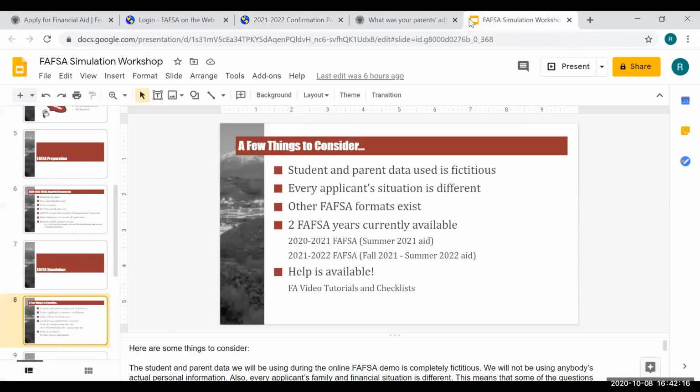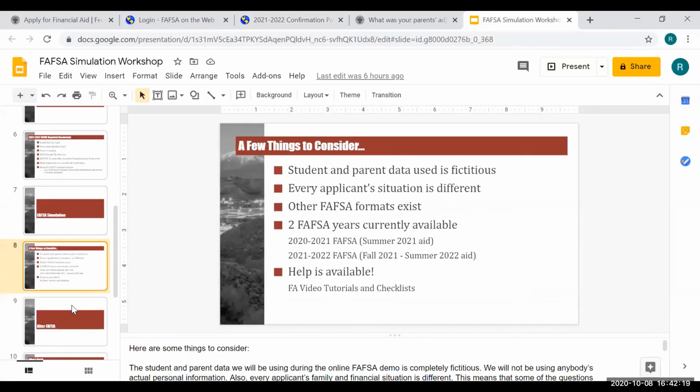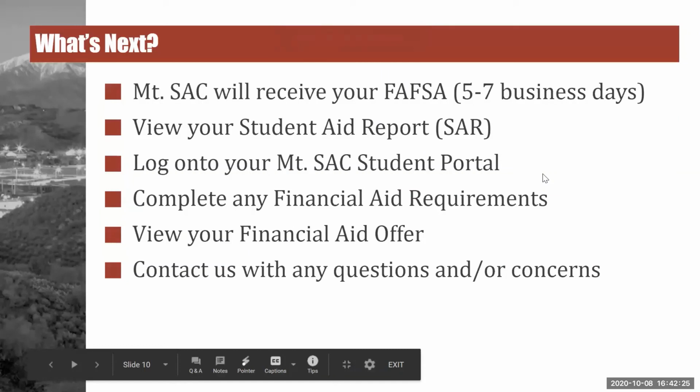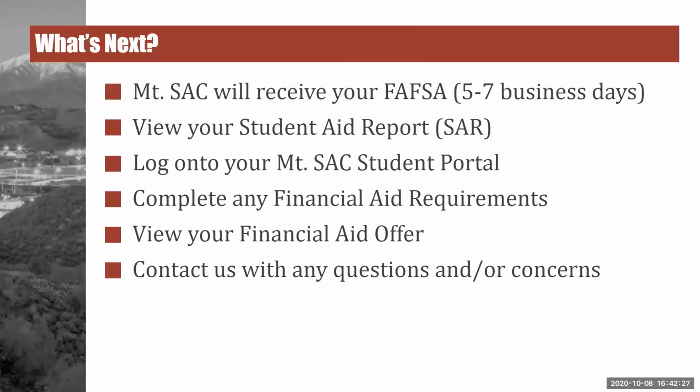Okay, let's now briefly cover what you can expect after completing the FAFSA application. The Mount SAC Financial Aid Office will receive your FAFSA application within 5 to 7 business days from the date you submit your FAFSA, as long as Mount SAC's school code 001245 was included on the application. Once your FAFSA is processed through the federal processing system, you will receive an email notifying you that your FAFSA was processed and that your Student Aid Report, or SAR, is now available. We encourage you to view your SAR, as this will report information about your eligibility and will even provide an estimate in terms of your possible federal financial aid eligibility.